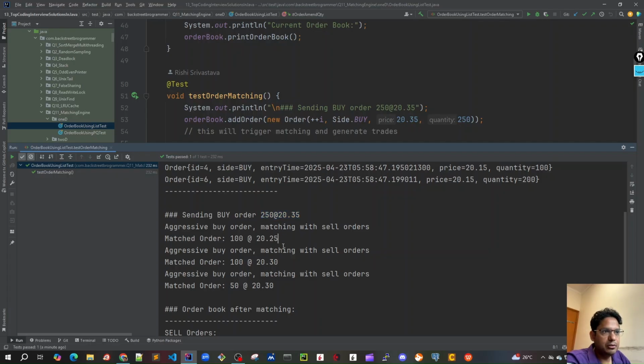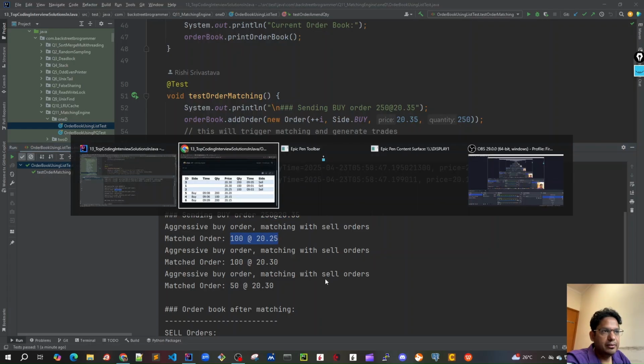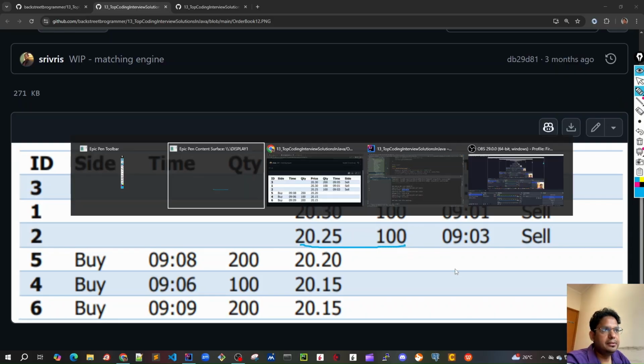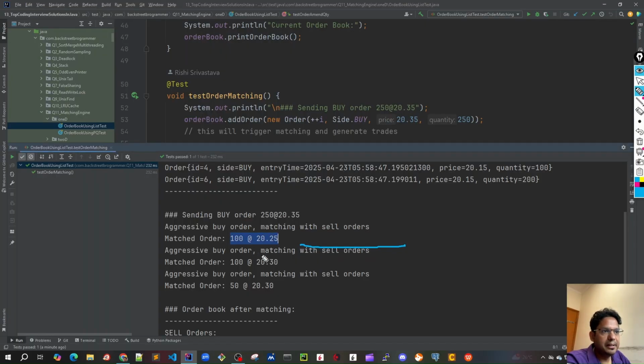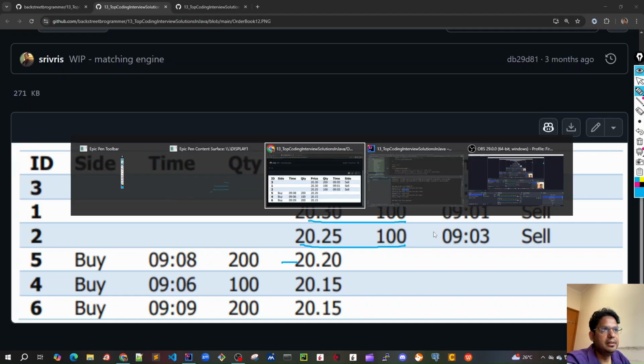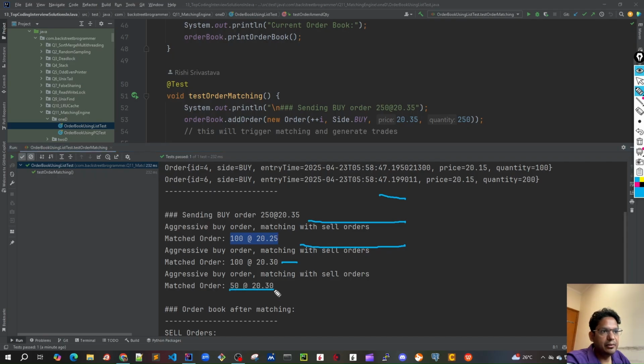So we can see that the first matched order was 100 at 20.25, which is this part. This part was completely done. Let me again show this. This was completely matched, as we have seen here. After that, the next aggressive buy order with 100 quantity left was 20.30, which is again shown here. This was completely matched again. And at the end, because 200 is already exhausted for the buy order, only 50 was left. This 50 would be matched as a partial fill for this, which we can see here, 50 at 20.35.